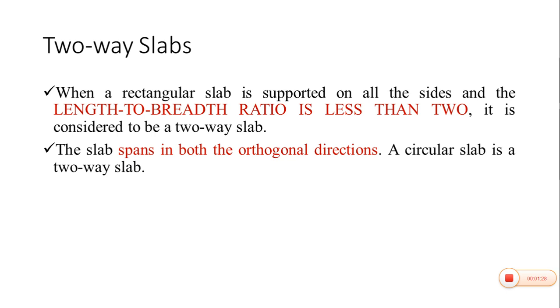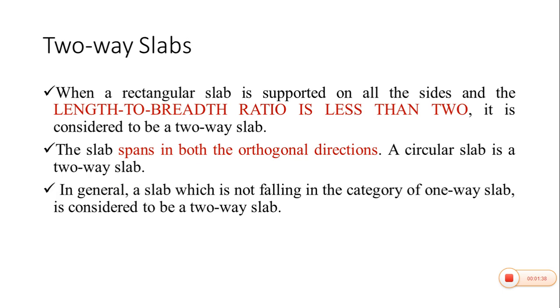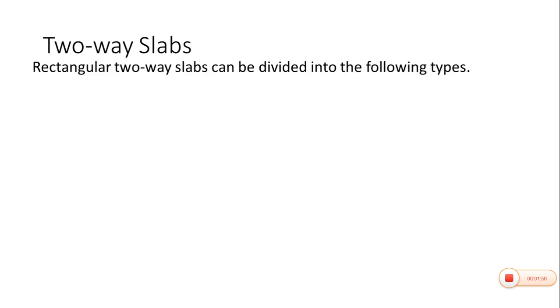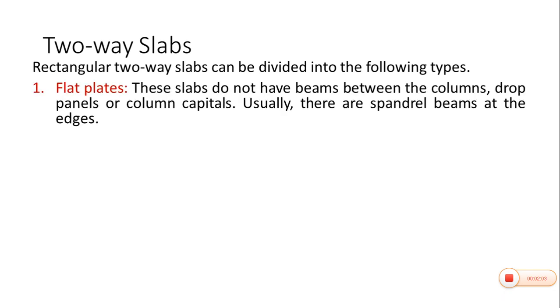The slab spans in both orthogonal directions. A circular slab is also a two-way slab. In general, a slab which is not falling in the category of one-way slab is considered to be a two-way slab. Now, if we have a rectangular two-way slab, we can divide it further into the following types, like flat plates.